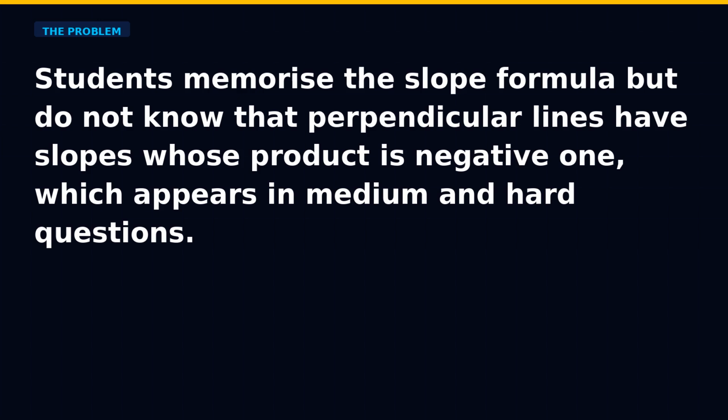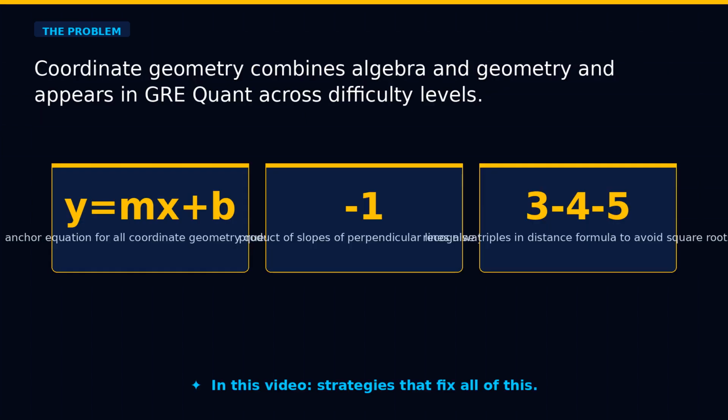perpendicular line. Coordinate geometry appears across difficulty levels. Easy questions give 2 points and ask for slope or equation. Hard questions combine slope with distance, perpendicular bisectors, or systems of linear equations. Recognizing Pythagorean triples in distance formula questions eliminates the square root calculation entirely. The perpendicular bisector is the most advanced application and combines midpoint calculation, slope, and perpendicular slope into one multi-step problem.